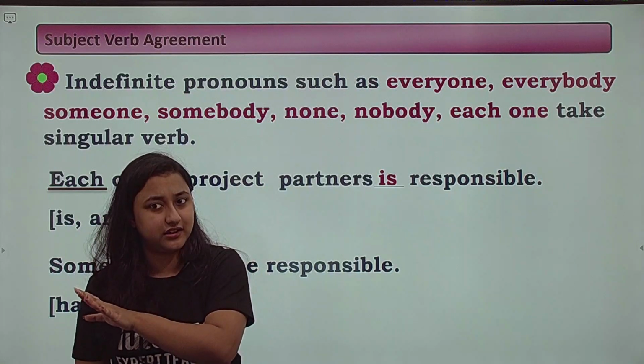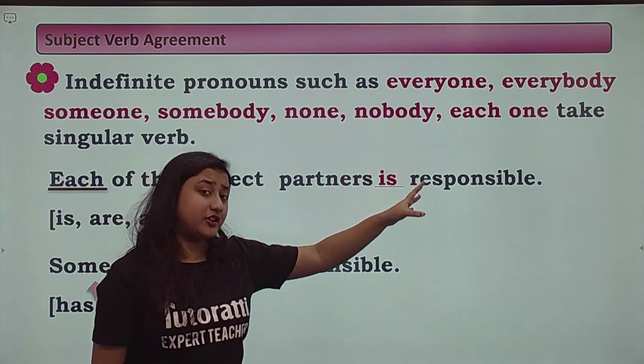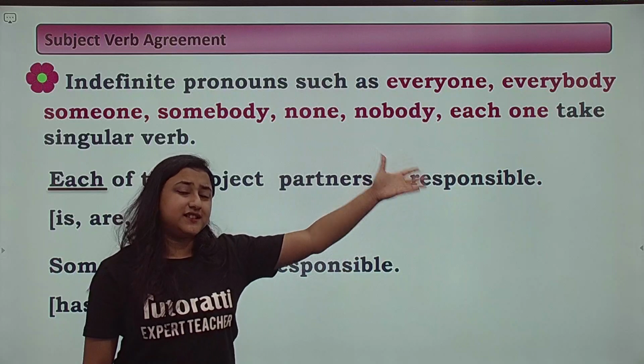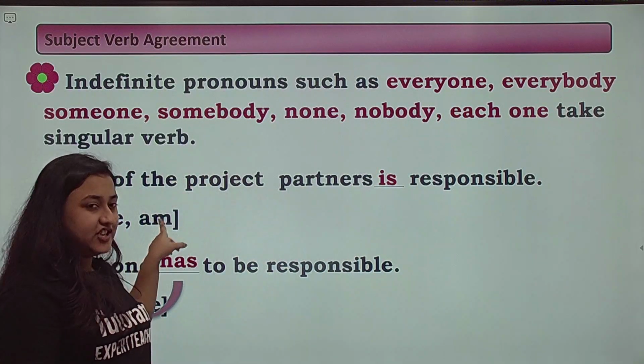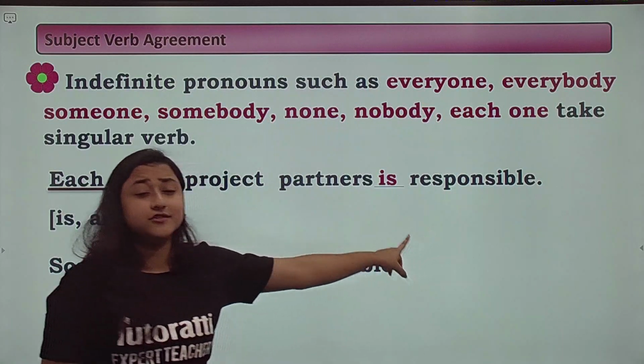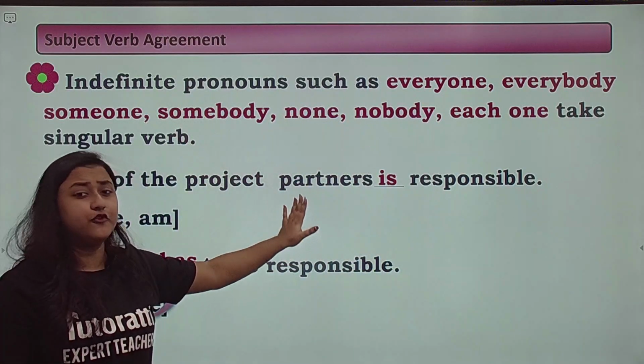Sheetal is eating a cake. But this one will not prick your ears. Each of the project partners are responsible. सुनने में correct लगता है, but since it carries each, it has to be singular. Okay, so students, be very careful about this rule.